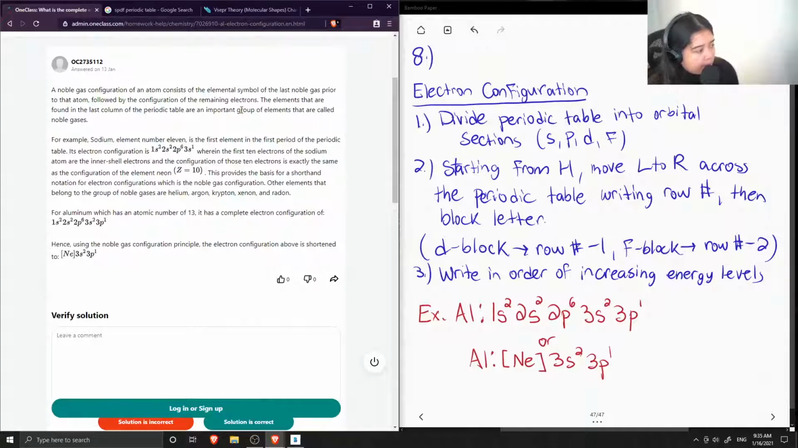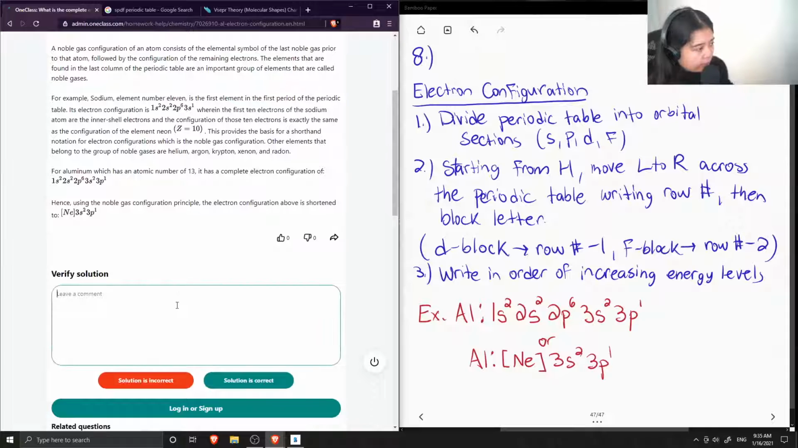Okay, and then for aluminum, it has an atomic number of 13 and a complete electron configuration of 1s2, 2s2, 2p6, 3s2, 3p1. Hence, using the noble gas configuration principle, the electron configuration above is shortened to neon 3s2 3p1. Okay, so this solution is correct.